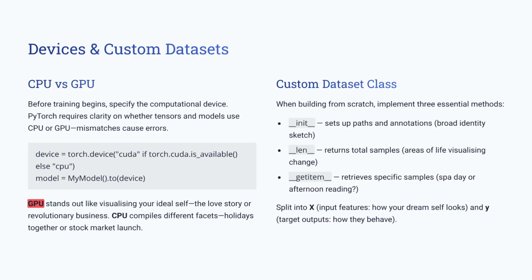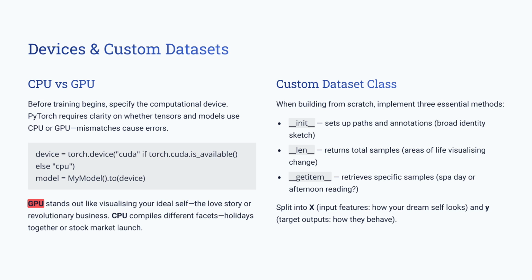That's our dataset. Before training begins, we must specify the device responsible for computation. PyTorch requires clarity on whether tensors and models are placed on the CPU or GPU. Mismatches cause runtime errors. Available options include CPU, the standard processor found in most systems, and GPU, highly optimized for deep learning operations. We then move both the model and data to the selected device. GPU stands out like visualizing our ideal self, whereas CPU compiles different facets of our dream identity. GPU is the love story or the revolutionary business, whereas CPU is the holidays together or the moment your company is launched on the stock market.